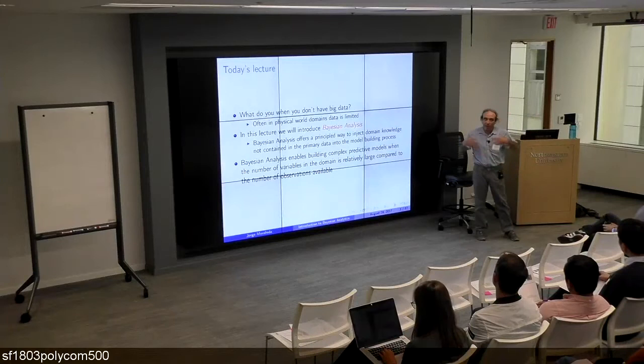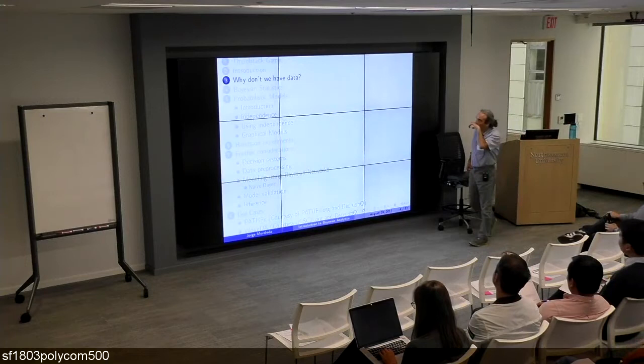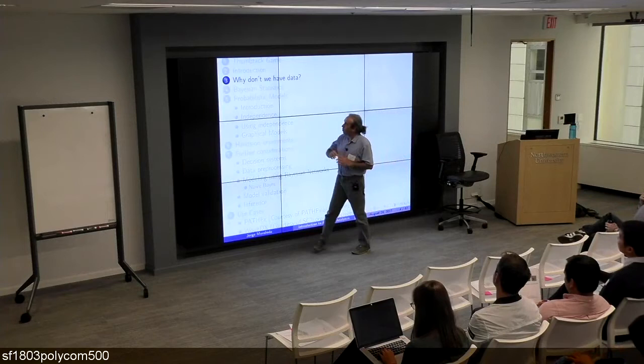So the first thing I want to describe today is our schedule. I'm going to spend about 20 minutes describing why we don't have data, and probably all of you will have some reasons, and we'll see many. Then I'm going to spend about 40 minutes doing heavy math and definitions, and this is section number 4, and it will be heavy.